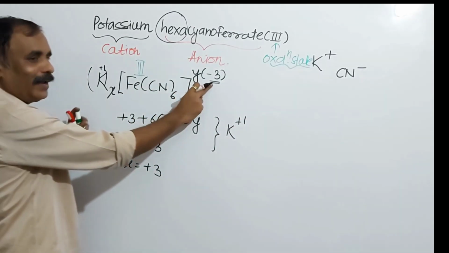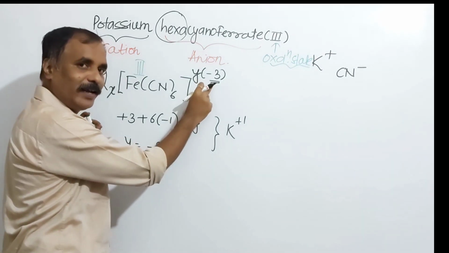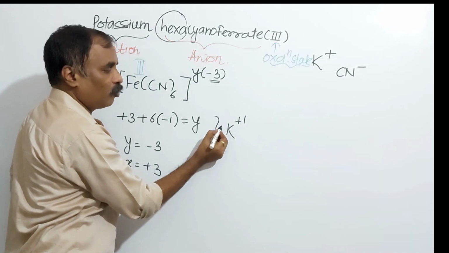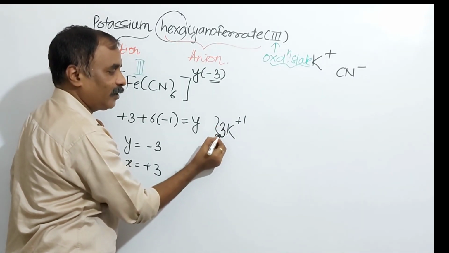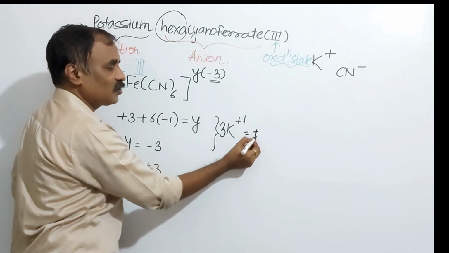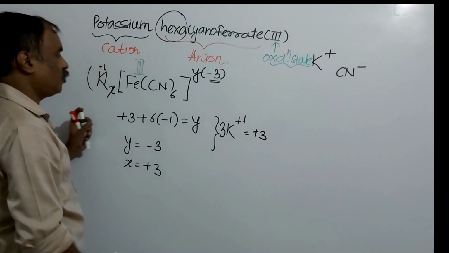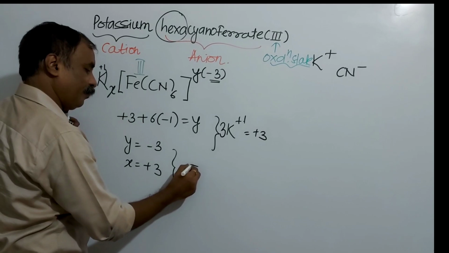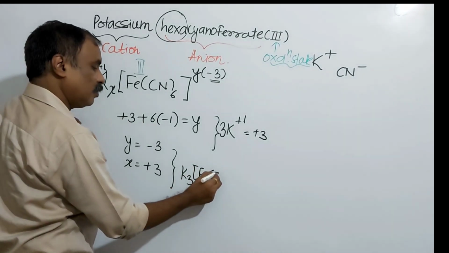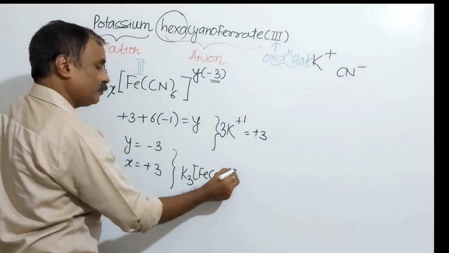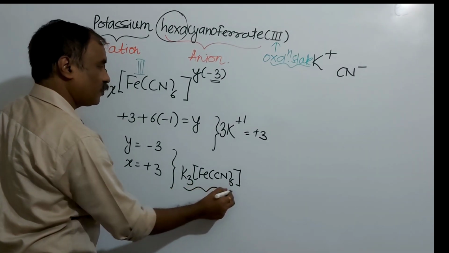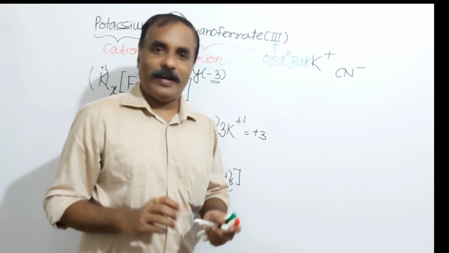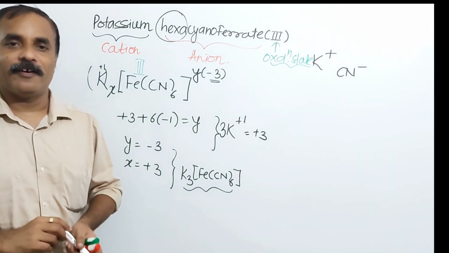So here y is equal to minus 3. Total negative is minus 3, total positive should be plus 3. So here it is a plus 1. So how many potassium cations are required here? 3. That is 3 into plus 1, it will be plus 3. And what is the structure of this complex? The formula is K3 Fe(CN)6. This is the formula of this complex. It is very simple. First we have to write the name of the cation followed by the name of the anion.